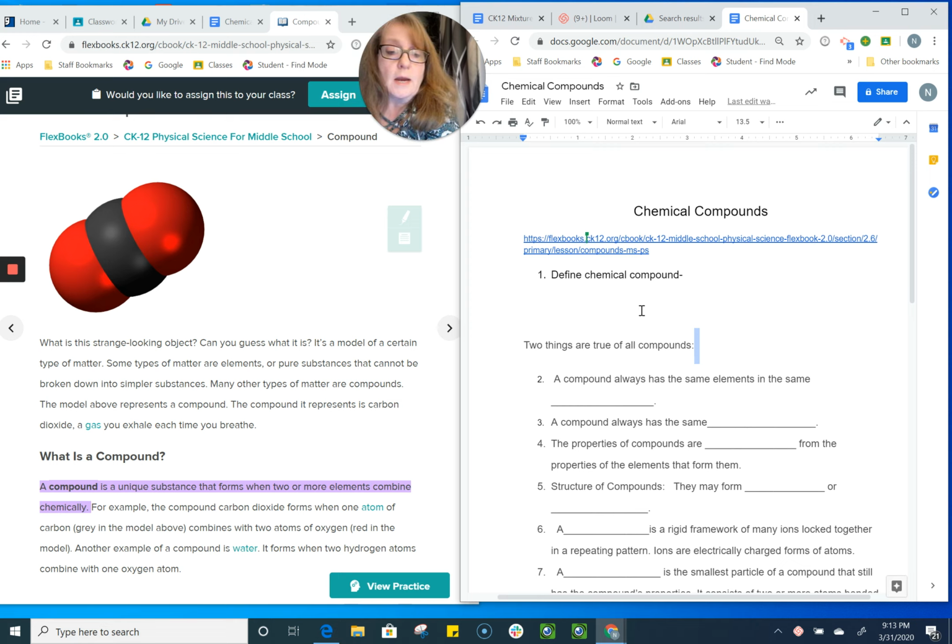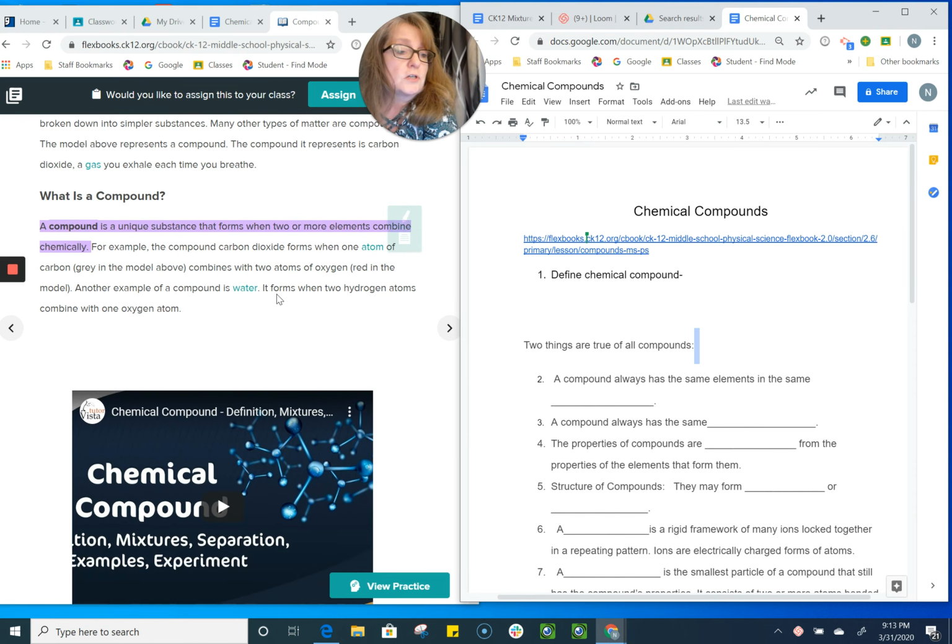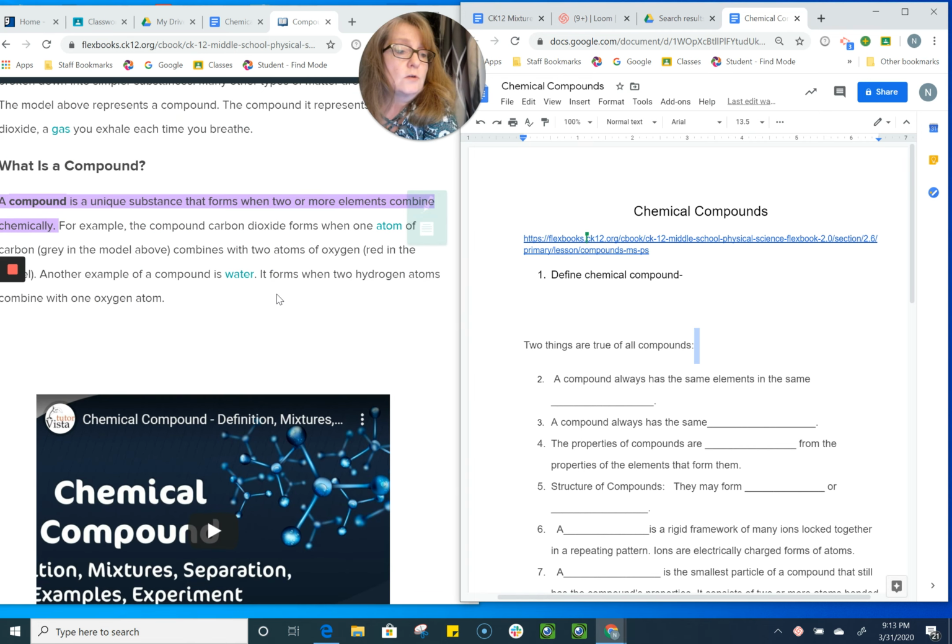Once again, I have this hyperlink opened up over here on the split screen, so we can read it together and go through it. Remember that atoms are the smallest parts of elements that keep the properties of those elements, and that mixtures are physical combinations of substances that you can physically separate. This particular topic is over chemical compounds. And if you look here, I have highlighted for you the definition of a chemical compound. It's a unique substance that forms when 2 or more elements combine chemically.